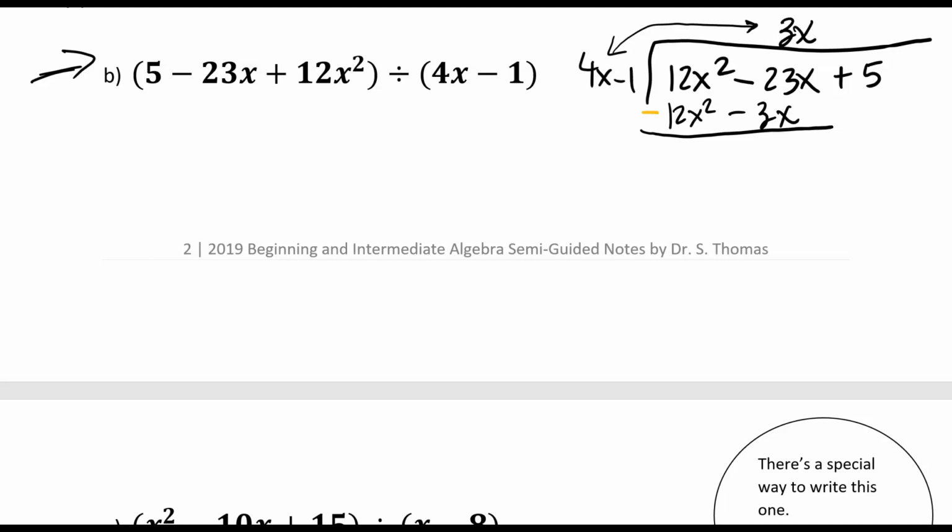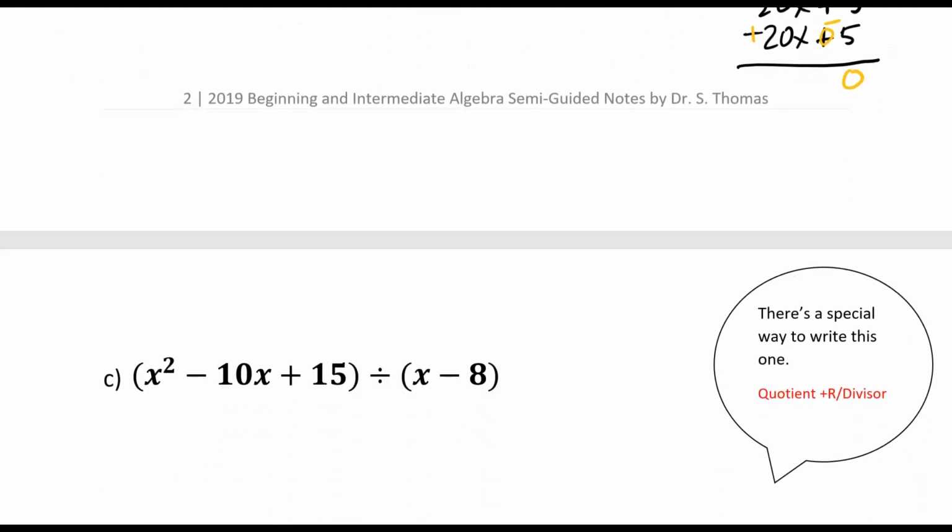Well, we should change our signs here. And then that cancels. We have negative 20x plus 5 now. 4x times what is negative 20x? Negative 5. So negative 5 times 4x is negative 20x plus 5. And then you change your signs, and you get 0 remainder for that one.